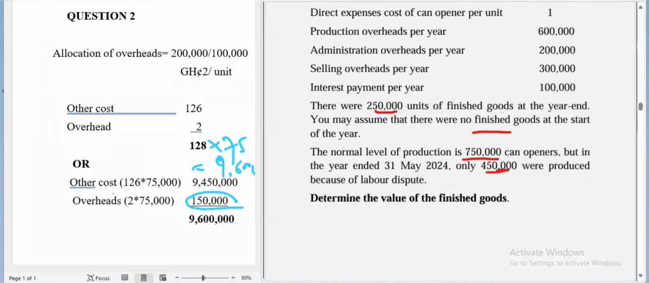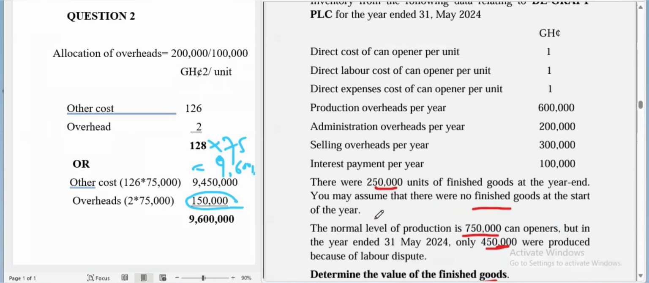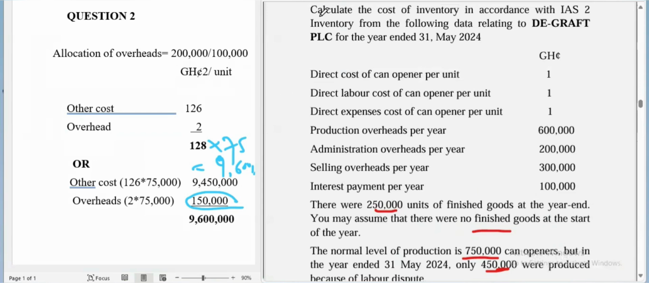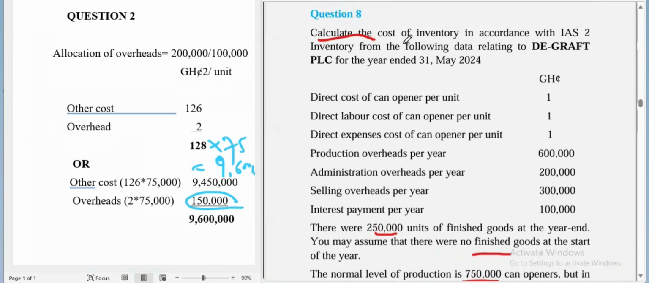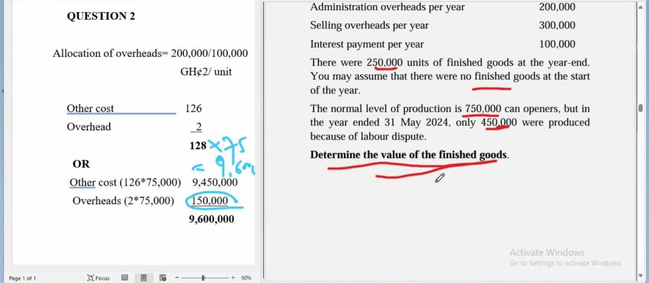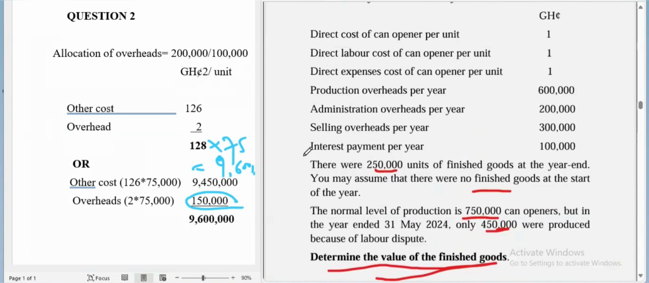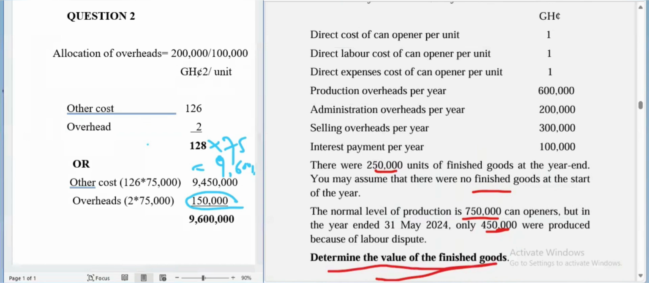So let's go back to this question. It says we should determine the value of what? Finished goods. So we have two requirements. The first one here is to calculate the cost of inventory per unit. And then we have to determine the value of finished goods. So let's go and solve the question, question A.